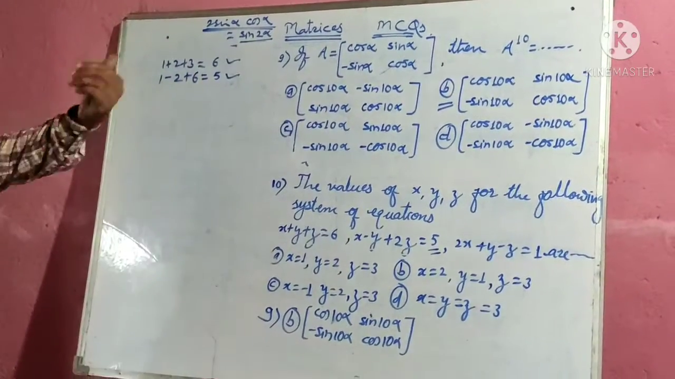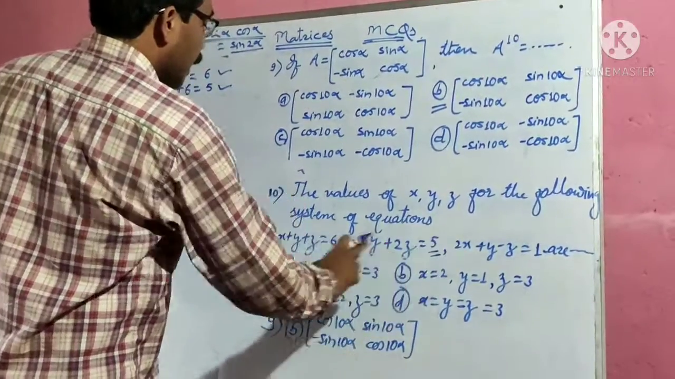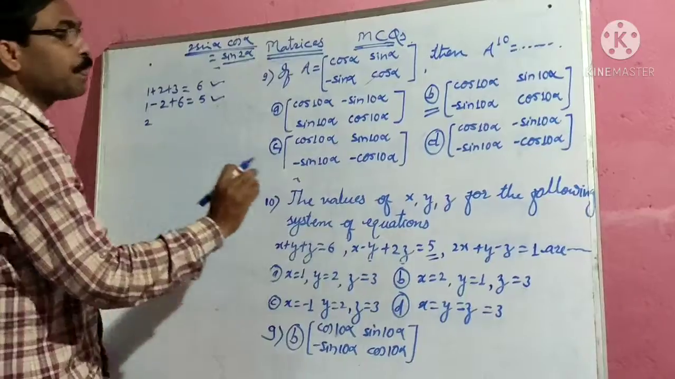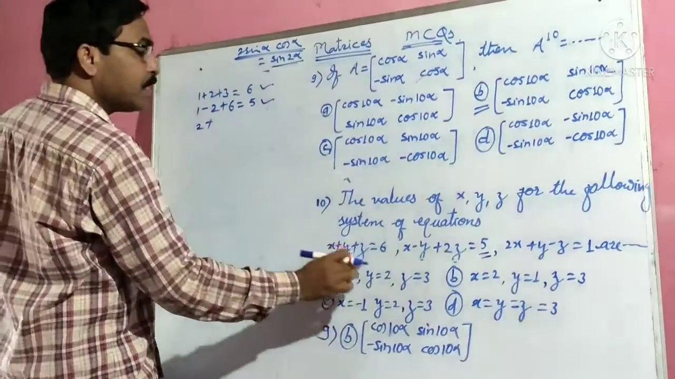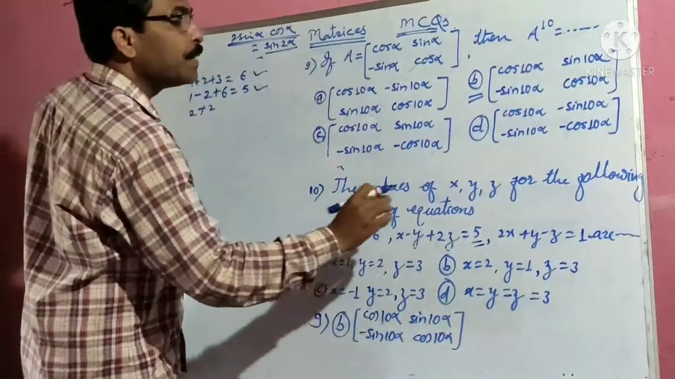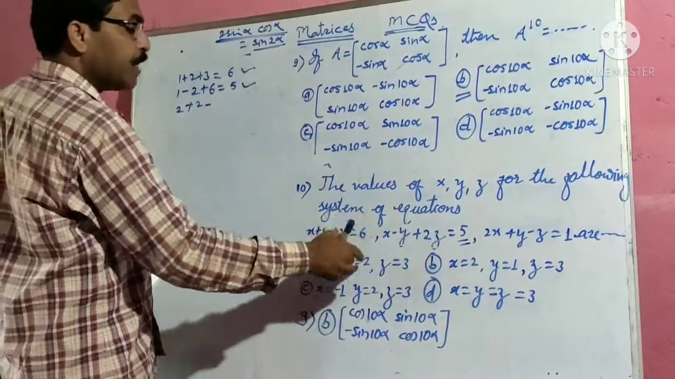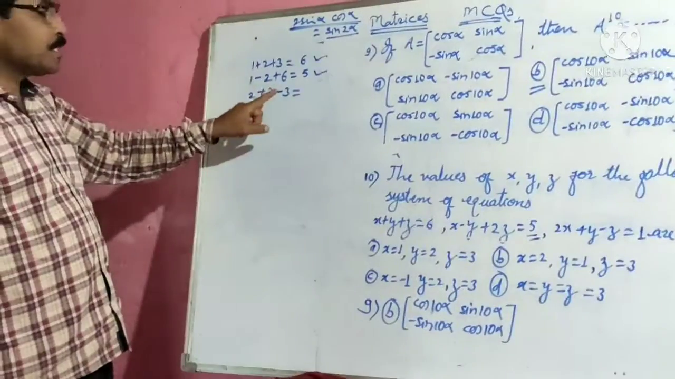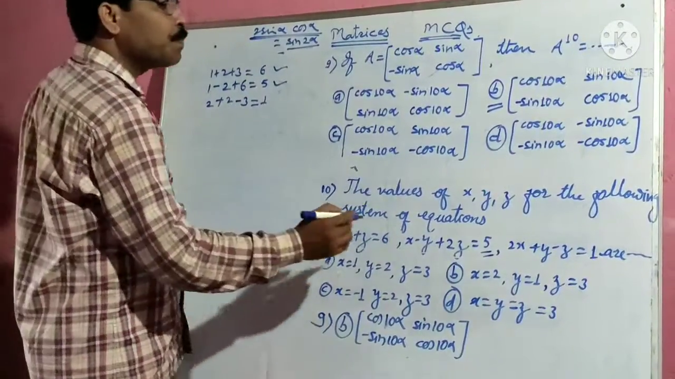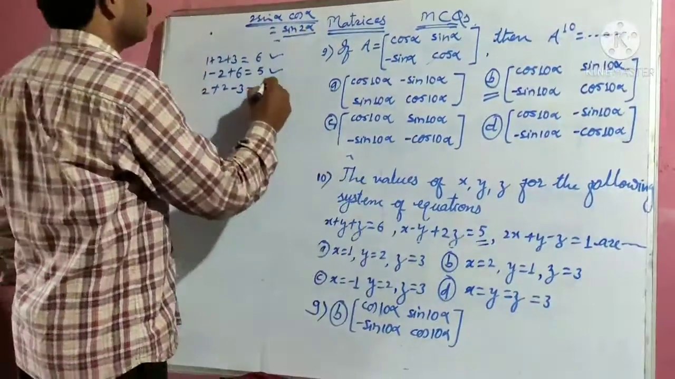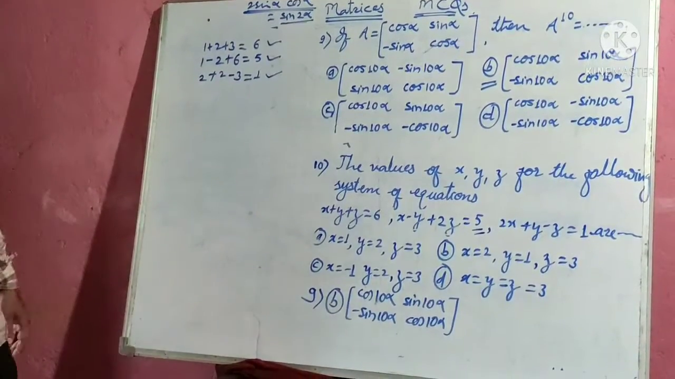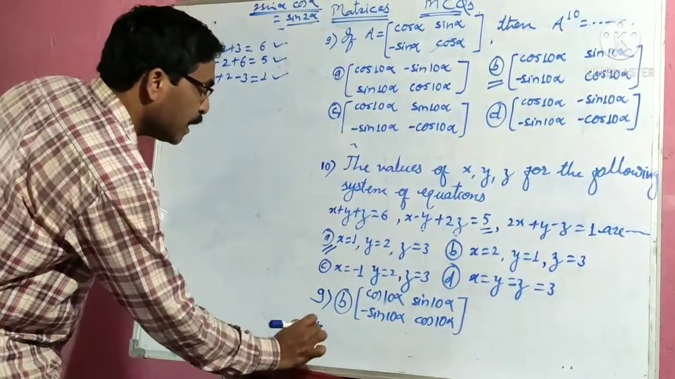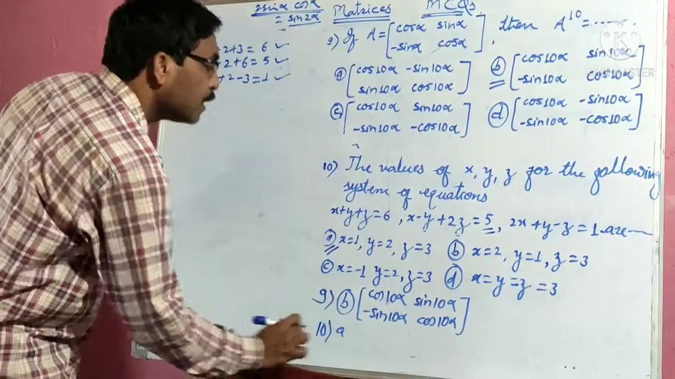Again, let us check the third equation. We have first twice x, x is equal to 1, so twice x is equal to 2, plus y, y is equal to 2, again minus z, and z is equal to 3. Here 2 plus 2 is 4, minus 3 is equal to 1. It is given 1. So the third equation also gets satisfied. So this option is our answer, A, and we write its answer as 10 A.